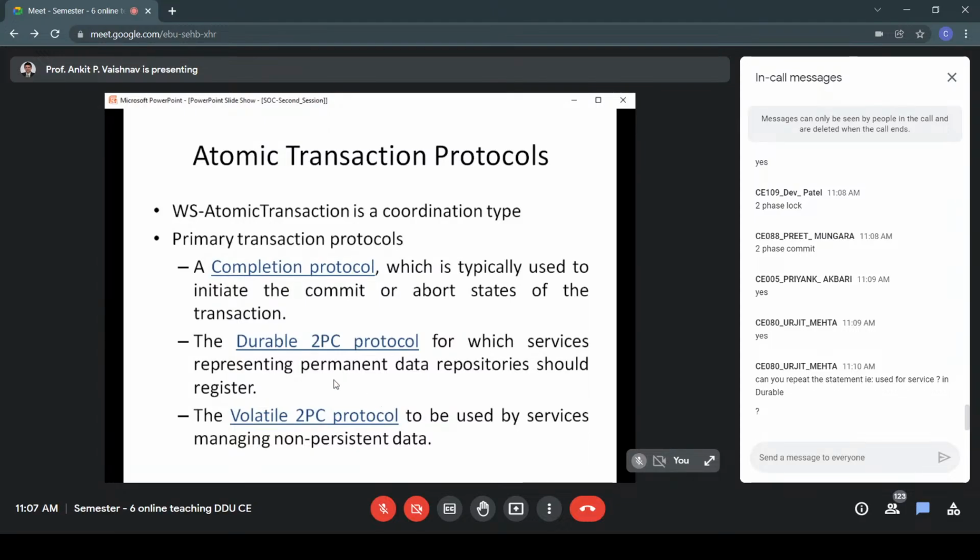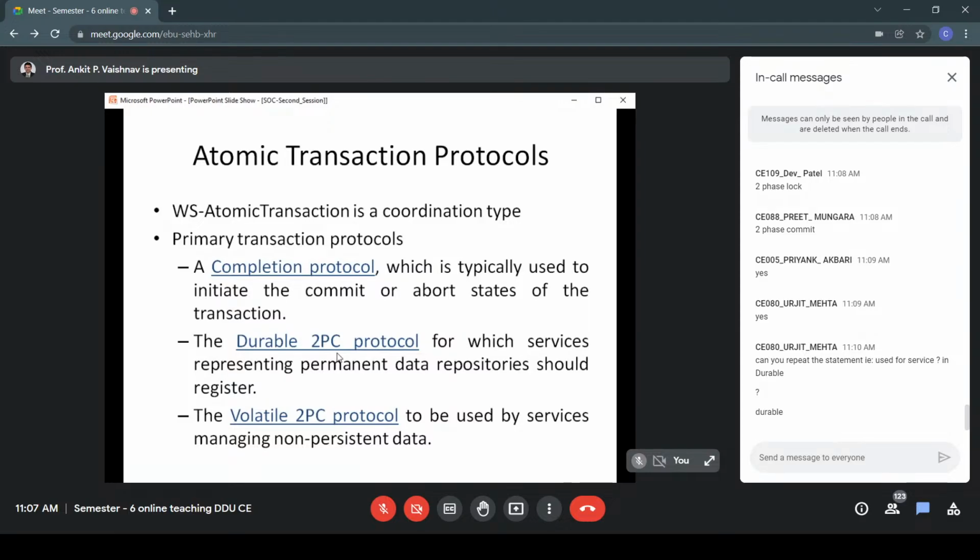suppose as I said, it is an account service for a bank account. Will you be registering that service with volatile two-phase commit, or will you be registering for durable two-phase commit? The answer will be durable. Why? Because it makes sure that your transaction will be going through without any problem, and even if there is any issue, it will be able to handle it. Plus, your data will be stored persistently. Even if some crash happens, you will be able to recover. That's why it is durable. Understood?